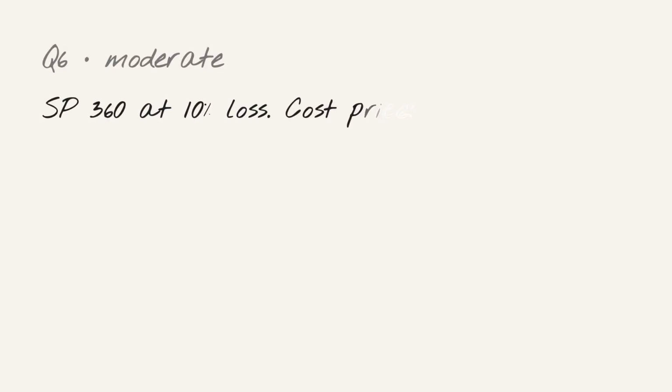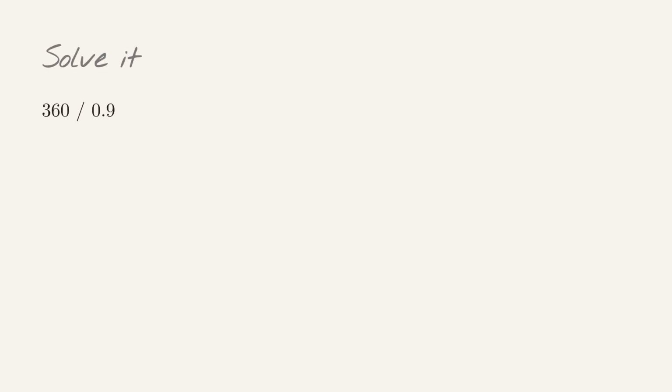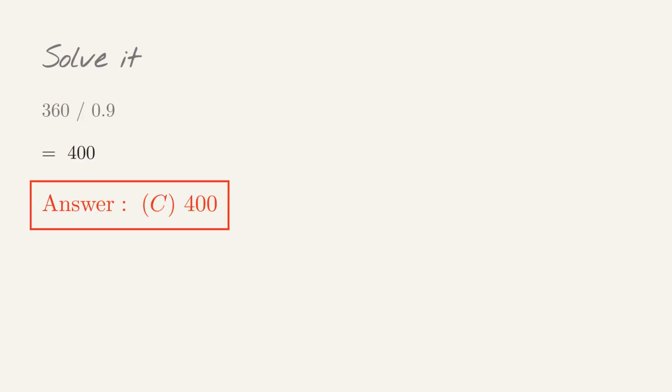Last stretch. Divide cost by 0.9. Pause, give it a real attempt, then I'll walk through it. A 10% loss means the selling price is 0.9 of cost. So cost is 360 over 0.9, 400. Backwards always means dividing by the multiplier.